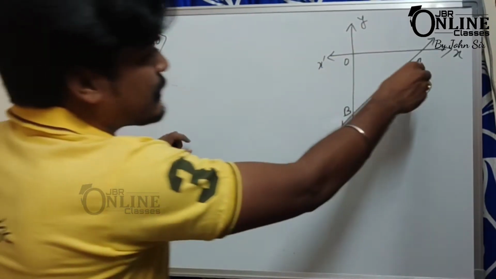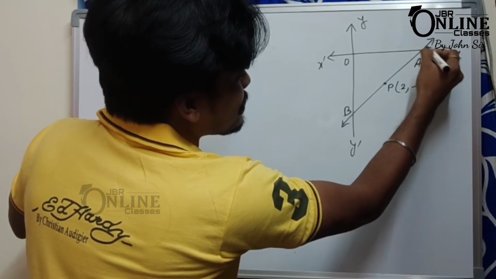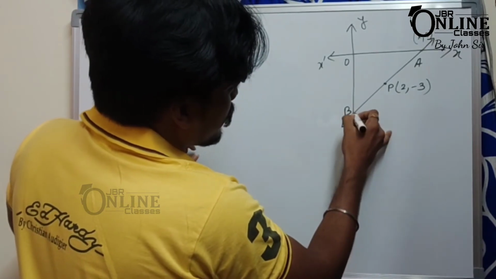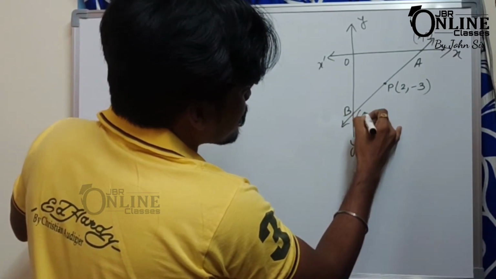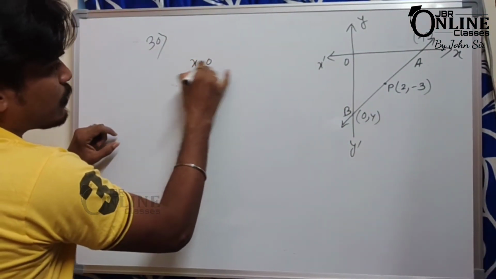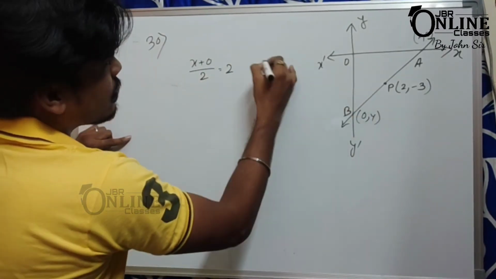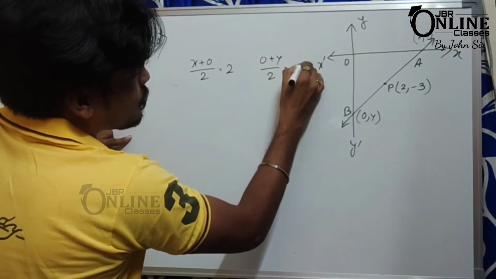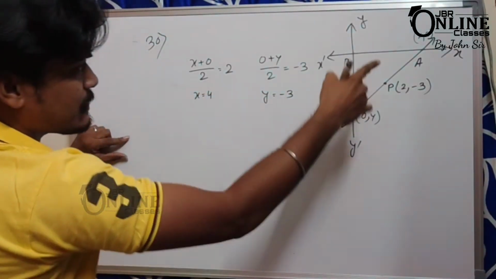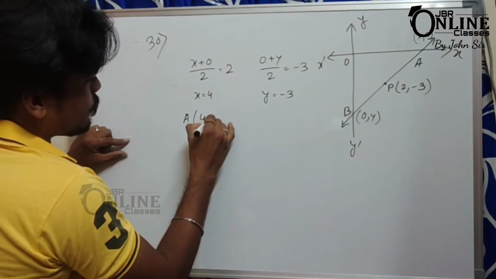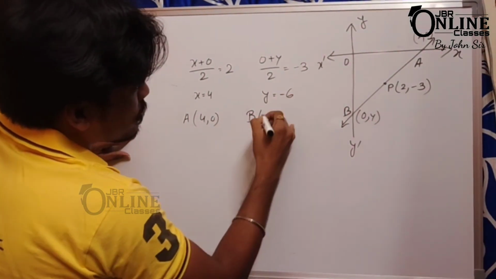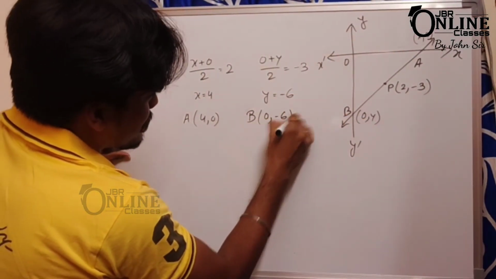If P is the midpoint and A is on the x axis, you can write the coordinates of that point as x comma 0, and if B is on the y axis, then the coordinates are 0 comma y. Okay, so if P is the midpoint, that means x plus 0 by 2 equals 2, and 0 plus y by 2 equals minus 3. So x equals 4 and y equals, sorry, it's not minus 3, it's minus 6. So the coordinates of A are 4 comma 0, and the coordinates of B are 0 comma minus 6.